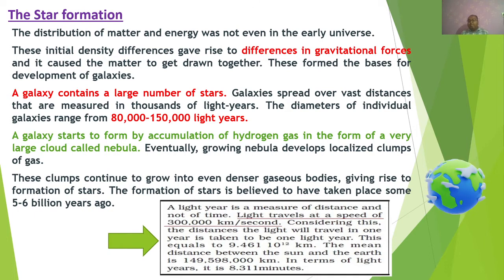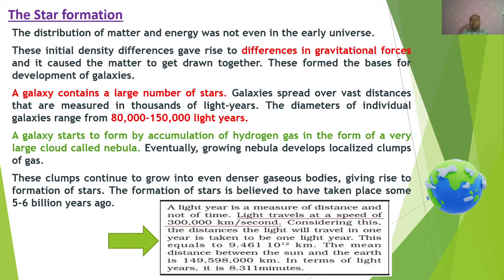The mean distance between the sun and the earth is 149,598,000 kilometers. In terms of light time, it is approximately 8.311 minutes. So if I throw a beam of light from here towards Pluto, how much time will it take to reach Pluto? This is the concept of light year. Particularly in astrophysics and astronomy, they use the concept of light year.